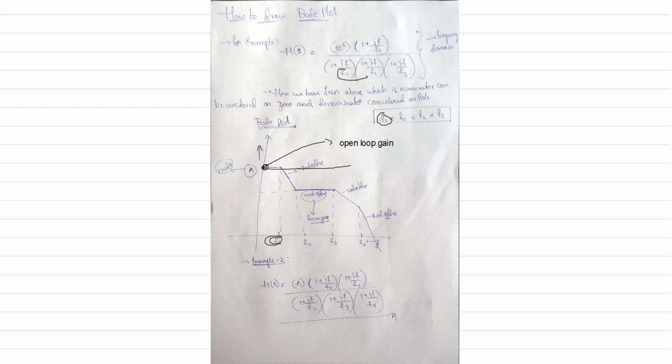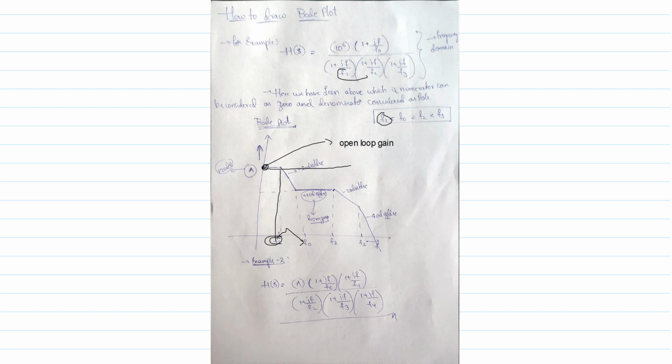Whenever a pole exists, the slope decreases by minus 20 dB per decade. Whenever I repeat a topic two or three times, please take note, because it is an important topic. Minus 20 dB per decade whenever a pole exists. So after f1 it decreases by minus 20 dB per decade, and after that comes f0.